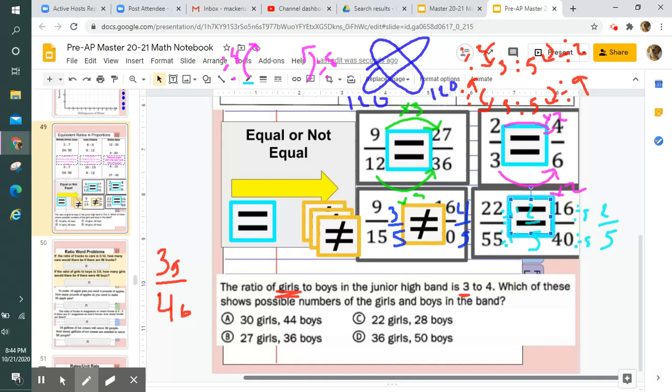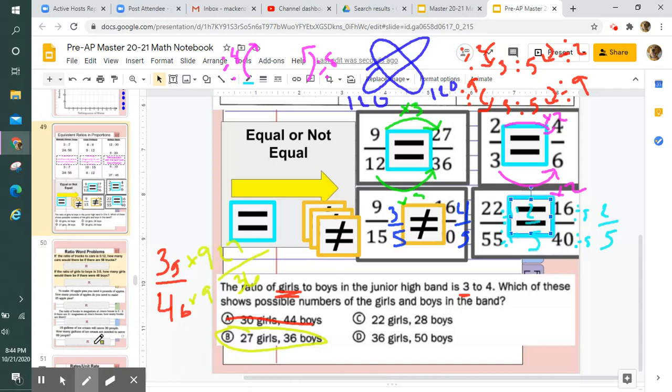Okay, so we're going to look at A. So A says 30 girls. If there's 30 girls, that means we'd have to do 3 times 10 to get to 30. So 4 times 10 would be 40, but that says 44, so that's not going to work. Okay. B says 27 to 36. So to get from 3 to 27, I'm going to have to do 3 times 9. So 3 times 9 is 27, and 4 times 9 is 36. So that one is our answer, B.